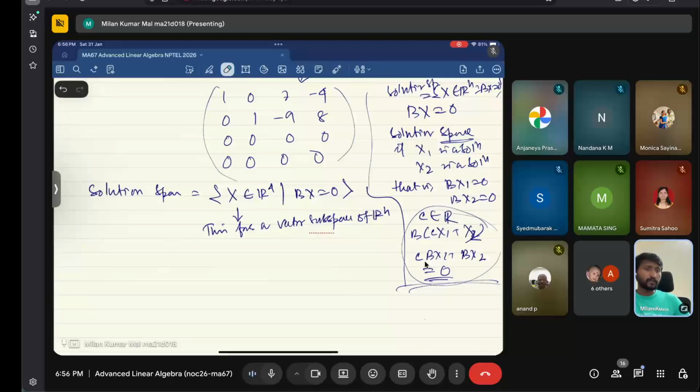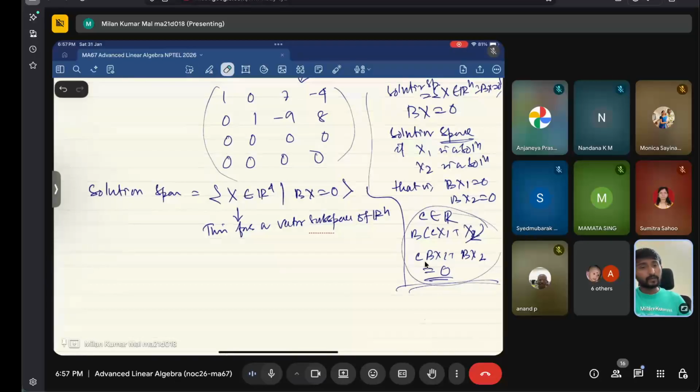Whenever you have a subspace, you possibly have a basis. Because R4 has a basis, here also we will have a basis. So we have to find the basis. Once again, what is a basis? A basis is a linearly independent set that spans the main set. Okay, this is the row reduced form.